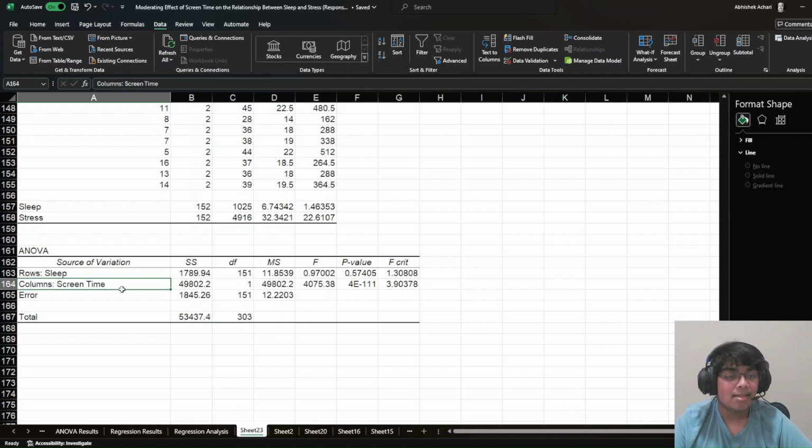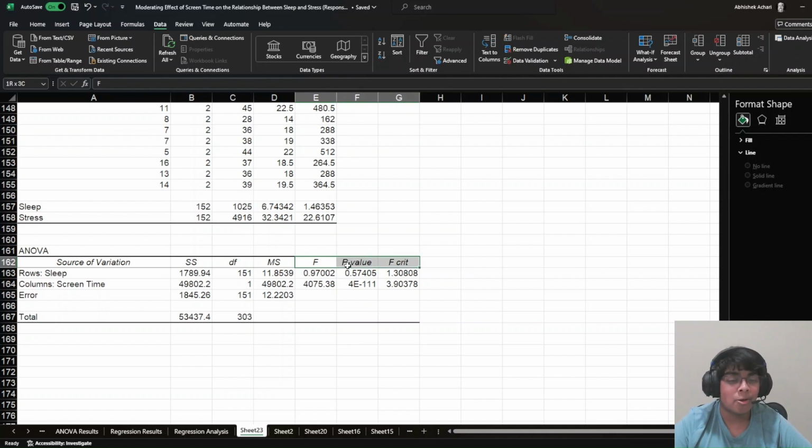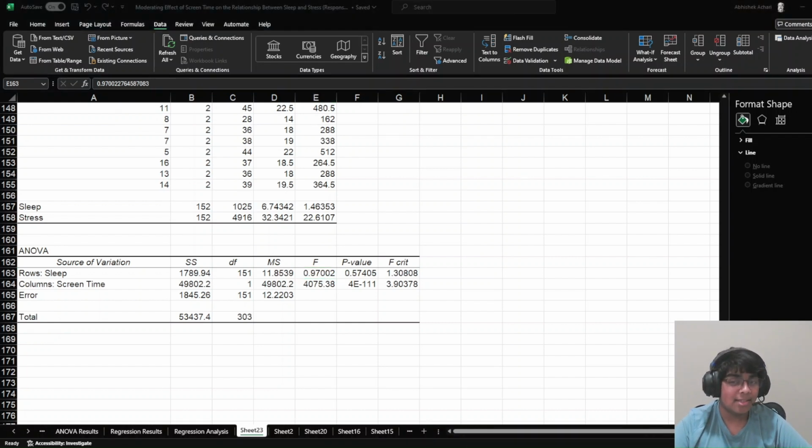In this case, the three statistics that we'll want to look at closely are F, p-value, and F crit. First of all, the F statistic looks at the variance between groups, and it's a measure of statistical significance. If the absolute value of the F statistic is greater than the F critical statistic, that's an indication of statistical significance. In this case, for sleep and its relationship with stress, this is not the case. However, it is definitely the case for screen time and stress, as this is 4,000s and this is 4.